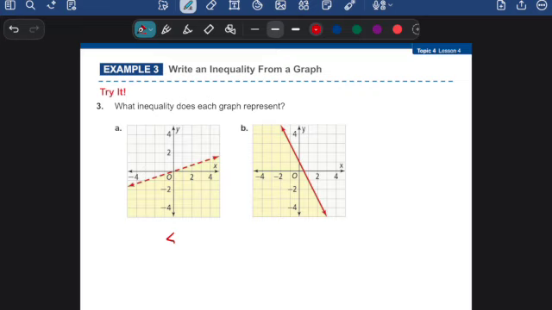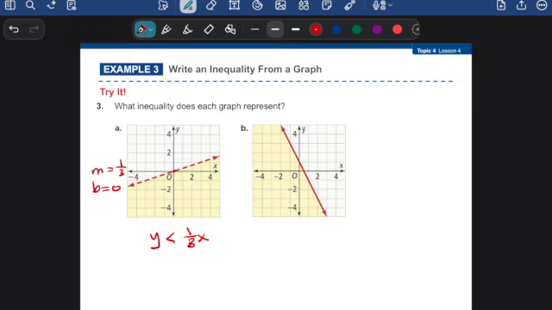So now let's identify the y-intercept. The y-intercept is 0, so it's going to be a plus 0. What's the slope? Looks like I go up 1 over 3, so the slope is 1/3. So then we just plug that into our slope-intercept form. Y equals 1/3 x plus 0. I don't have to write the plus 0.